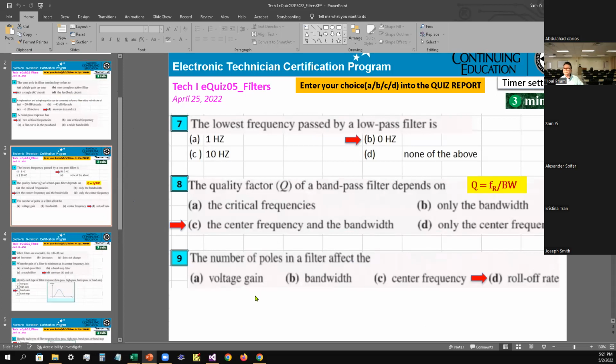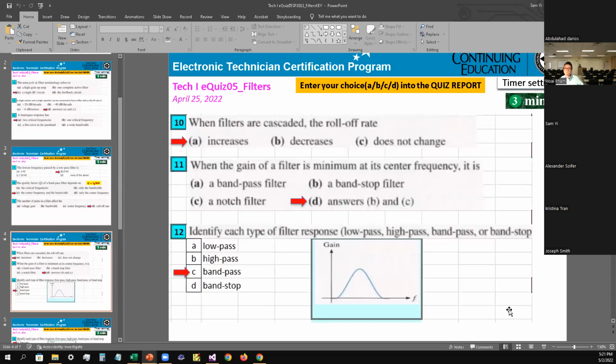Okay, no question. Next set. Number 10, when filters are cascaded, the roll-off rate increases. So the answer is A as in apple for number 10.